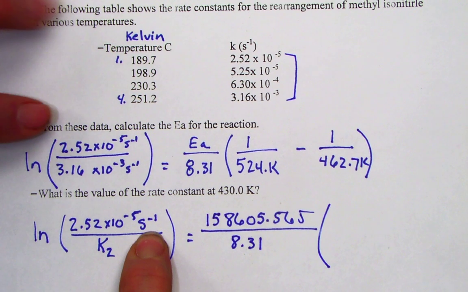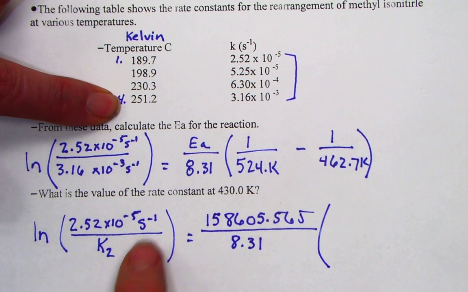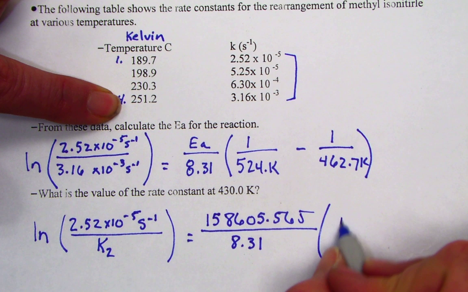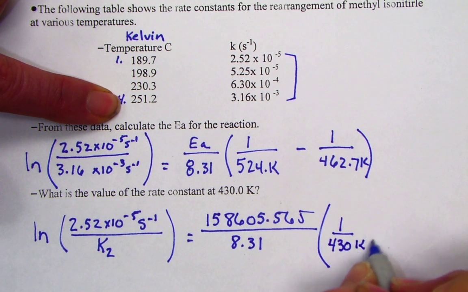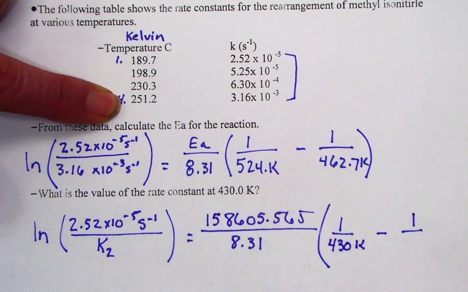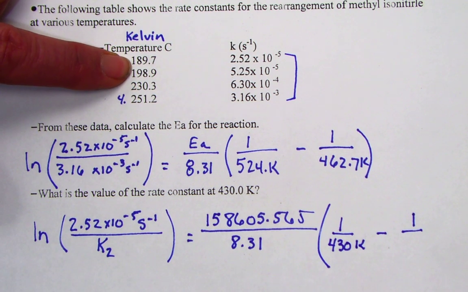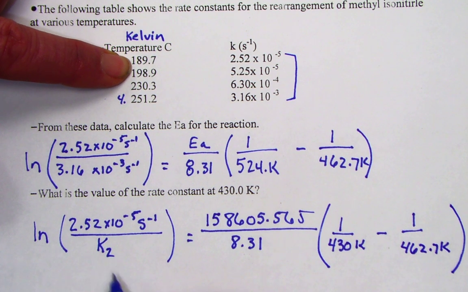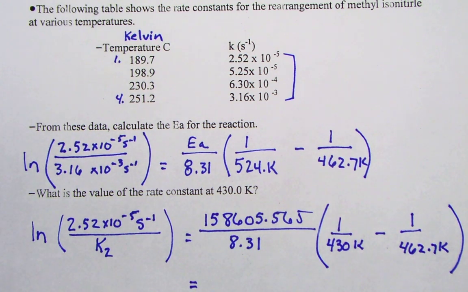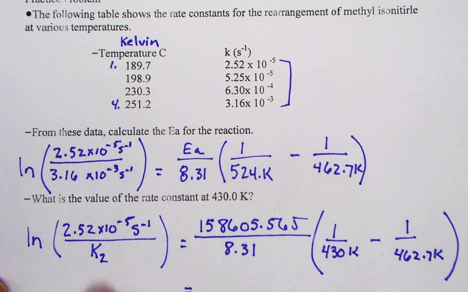The temperature that corresponds to T2 is our target, 430 Kelvin, minus the T1 temperature coming from our first line of the data table, but in Kelvin, 1 over 462.7 Kelvin. Notice K2 is our target variable. Let me again switch the paper to show my step-by-step solution of pulling out K2.